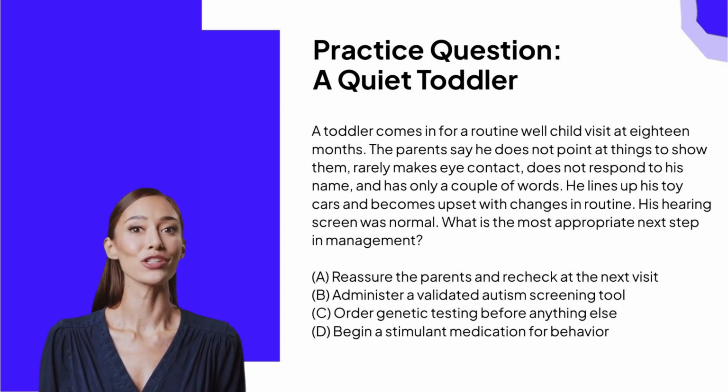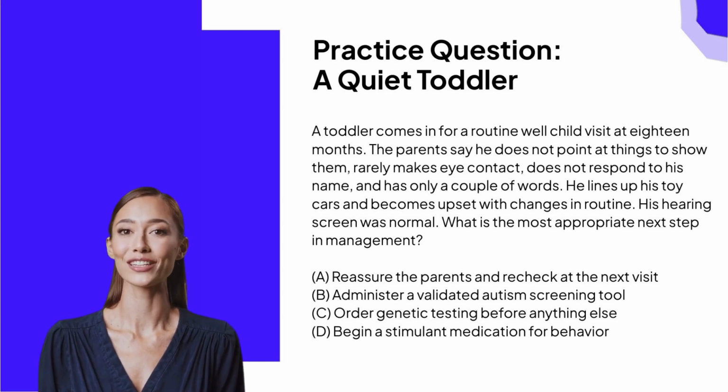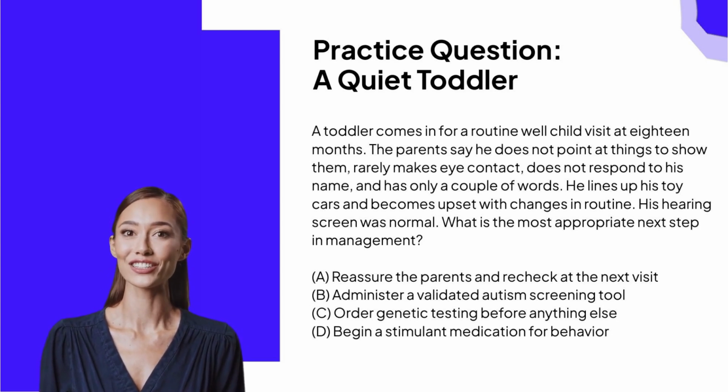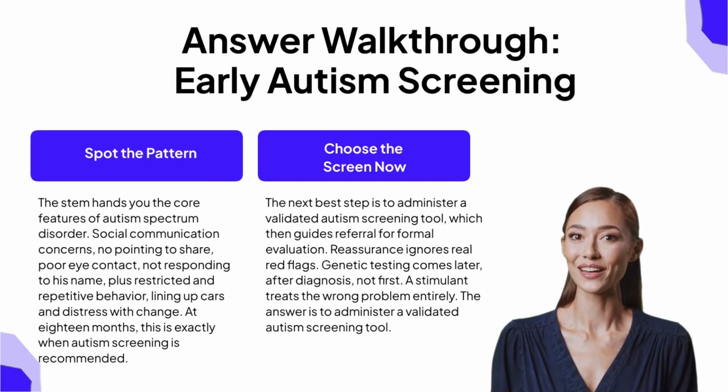Notice the social communication concerns paired with restricted, repetitive behavior, and notice the age, because 18 months is exactly when autism screening is recommended. Pick your answer, and we will reason through it on the next slide. Let us work through this answer.